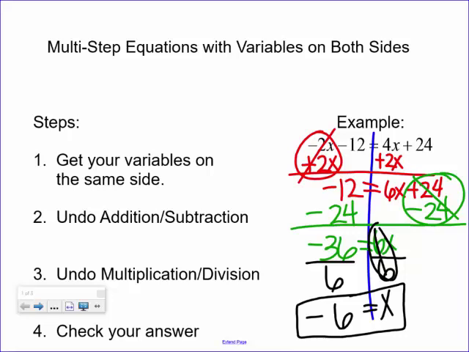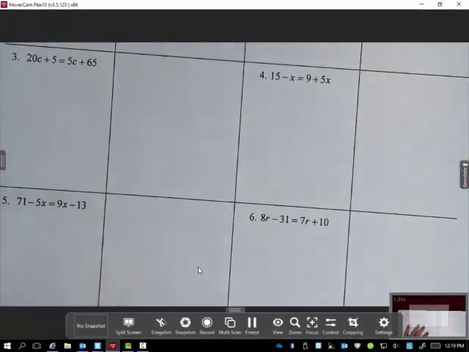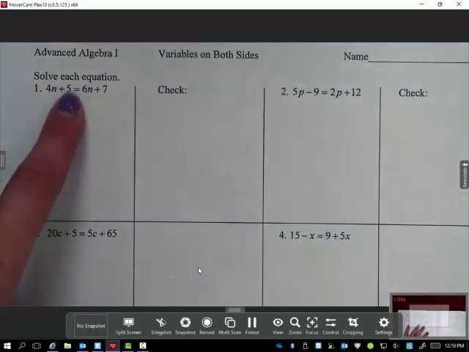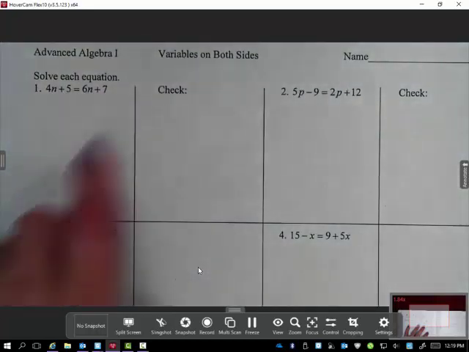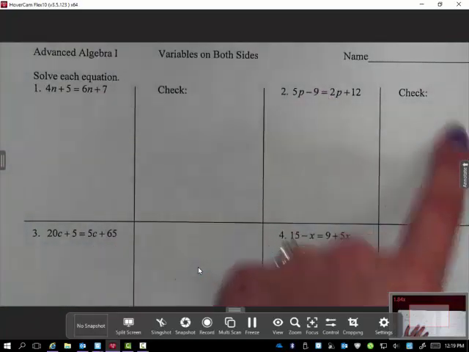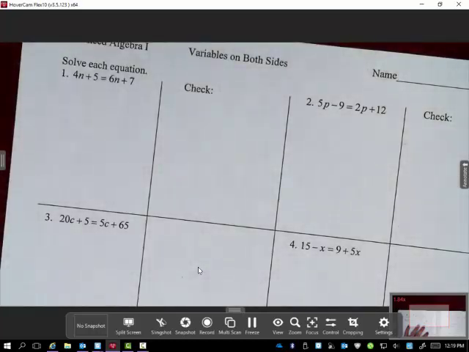Okay, you do have homework tonight. It's only 8 problems, and it looks like this. It's 8 problems, but there are 16 boxes. So what you're going to do is solve in this box, and then come over to this box and check your answer. Solve here, check here. Does everybody see that? So you're going to solve 8 problems, and you're going to check 8 problems.